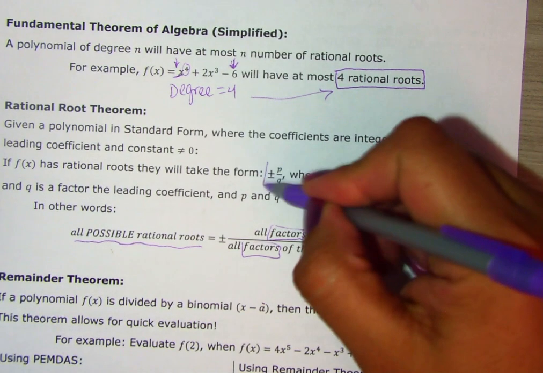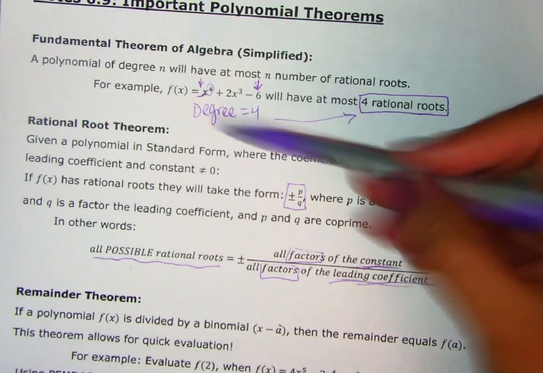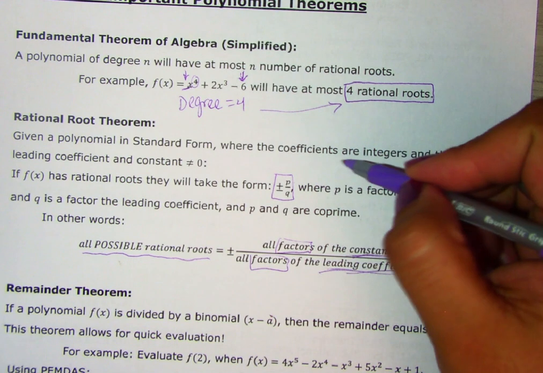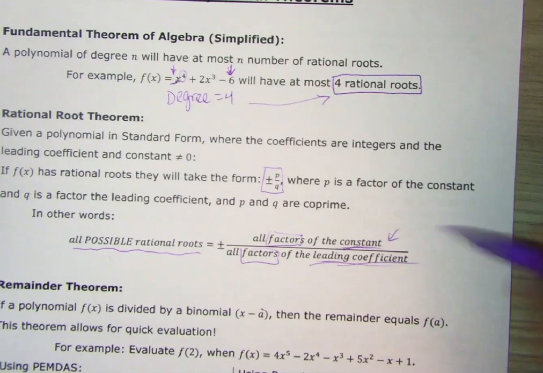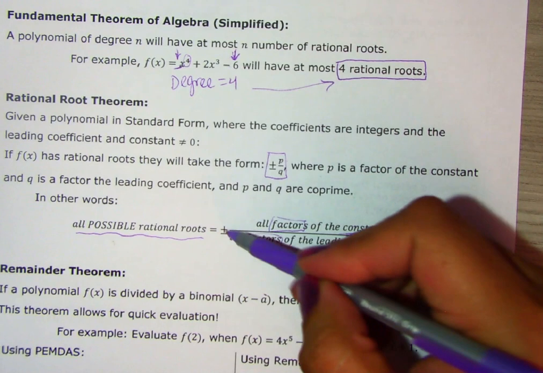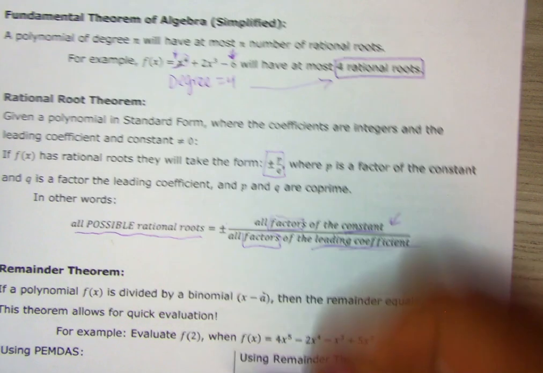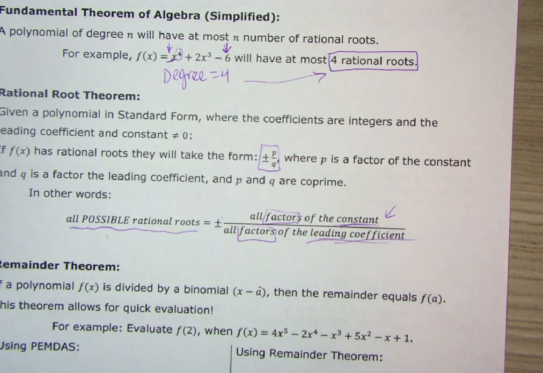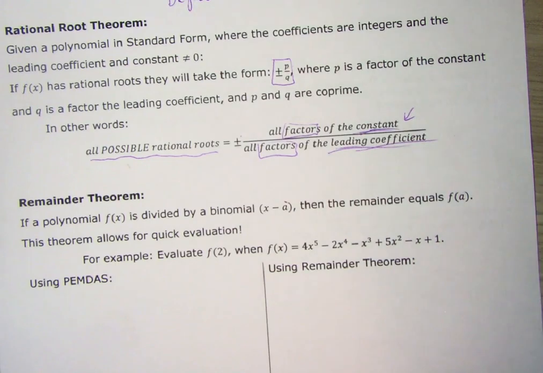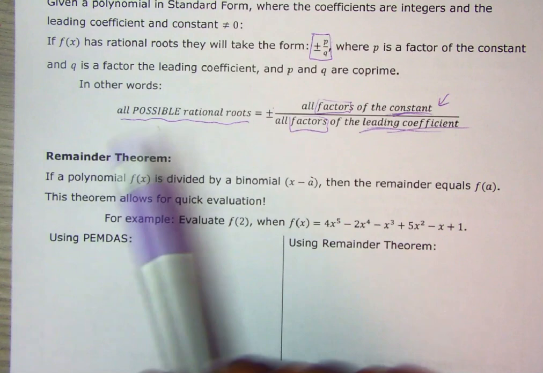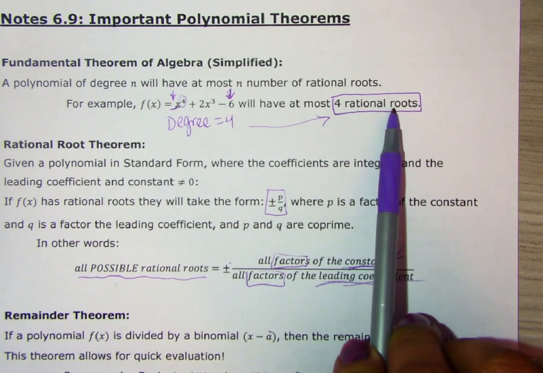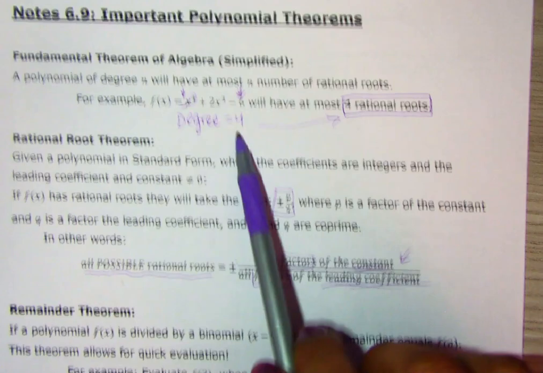And then you create this fraction of the numbers you have. At the top, you're going to write all the factors of the constant. And then at the bottom are all the factors of the leading coefficient. And then you have to think of the positive and negative possibilities of each number, so all the possible combinations. I know this is a lot of information, but I'll show you some examples in a little bit. That, again, will tell you all the possible roots that you can have. But the degree tells you how many roots you can have.